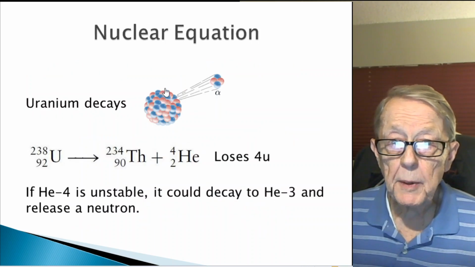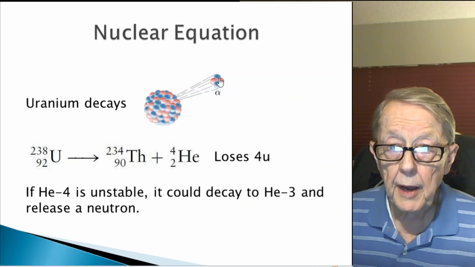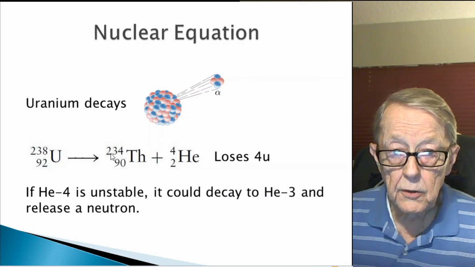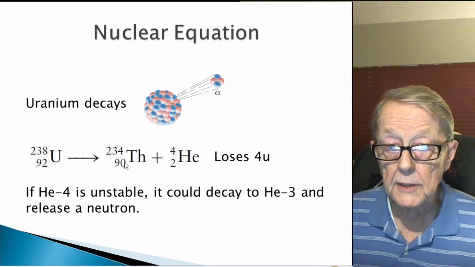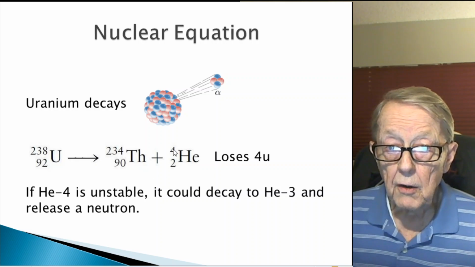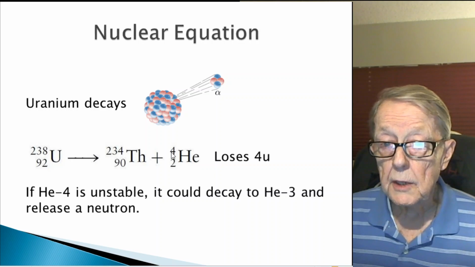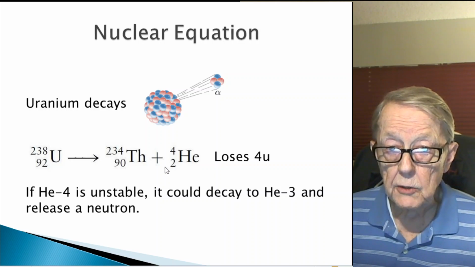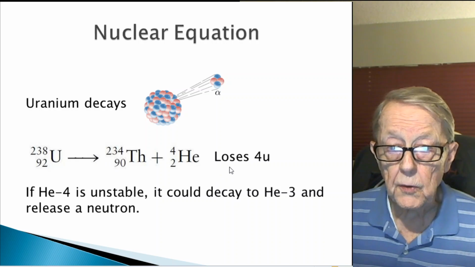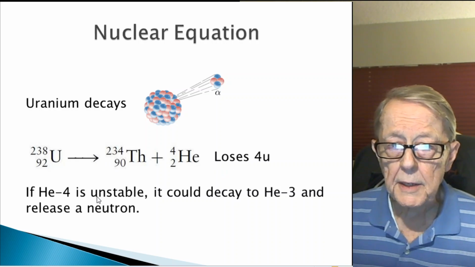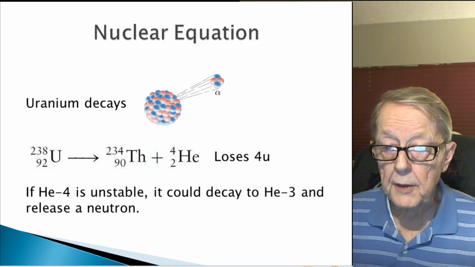So this is the typical nuclear equation of uranium decaying to thorium and an alpha particle. Uranium-238 to thorium-234. Uranium has 92 protons, thorium has 90 protons, helium has a mass of 4 units, which is the combination of 2 protons and 2 neutrons, but this shows it's two protons. And in the process, the uranium loses 4 units. One other side comment is that if helium-4 is unstable, it could decay to helium-3. And I'll talk about that a bit later.